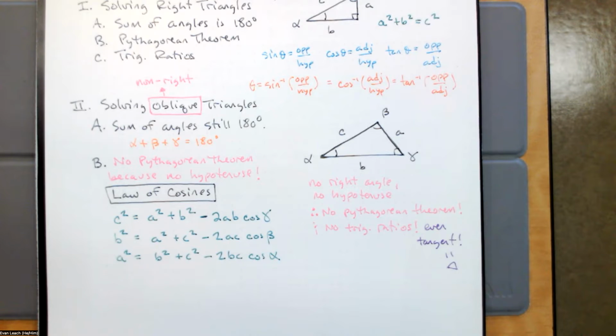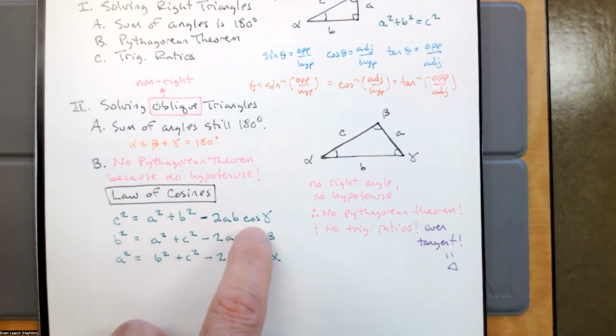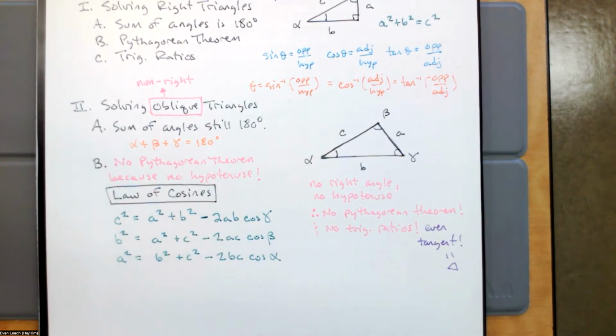This is our replacement for the Pythagorean theorem. This is a generalization of the Pythagorean theorem. The Pythagorean theorem is the law of cosines that only works once. Notice that if I make gamma a right angle, then this term has a cosine of 90 degrees in it. Cosine of 90 degrees is equal to 0. So this is minus 2 times a times b times 0. This term drops out. If gamma is equal to 90, the law of cosines becomes the Pythagorean theorem. So the law of cosines is like a super Pythagorean theorem.